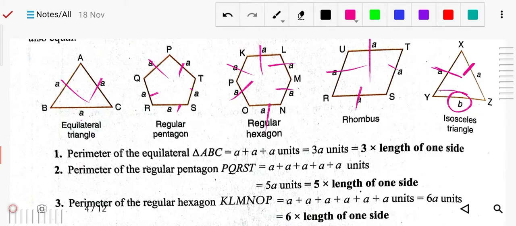We know that a polygon has more than three sides, meaning any shape which is formed by more than three sides we can call a polygon. It should be closed, and the lines should be straight lines, meaning the boundary should be straight, not curved.